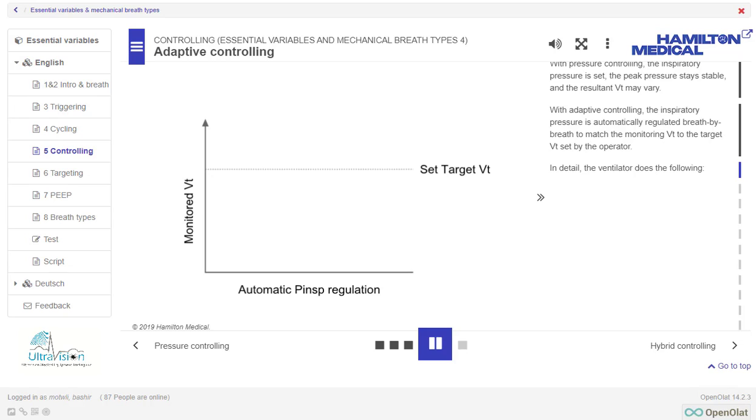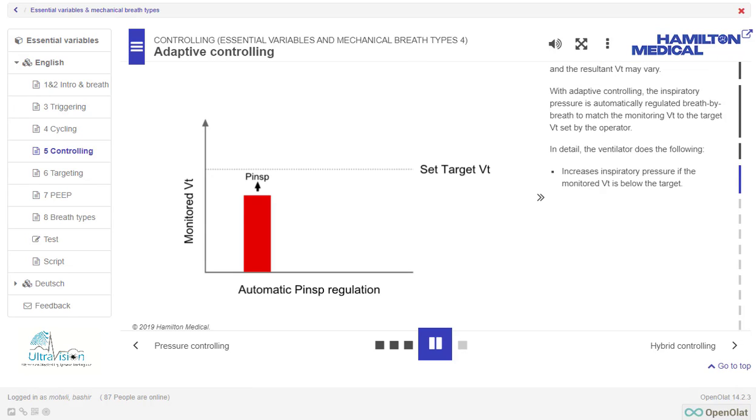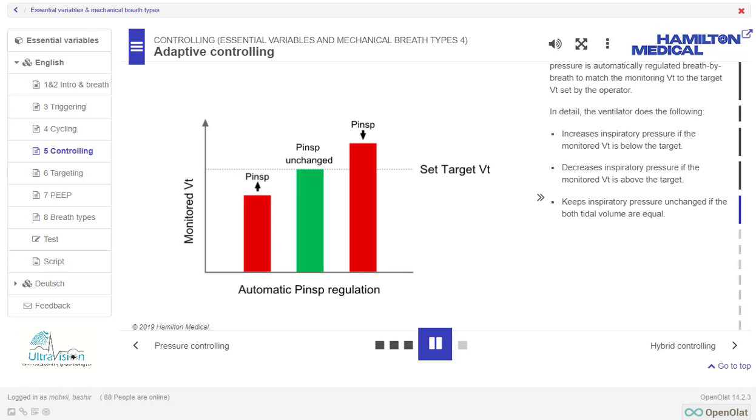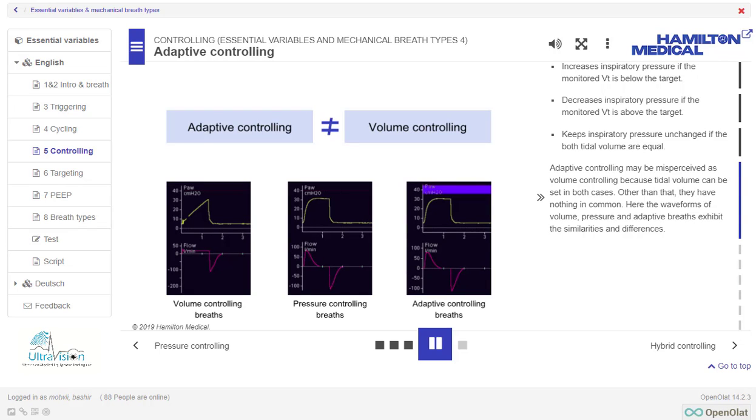In detail, the ventilator does the following. Increases inspiratory pressure if the monitored VT is below the target. Decreases inspiratory pressure if the monitored VT is above the target. Keeps inspiratory pressure unchanged if the two tidal volumes are equal. Adaptive controlling may be misperceived as volume controlling because tidal volume can be set in both cases. Other than that, they have nothing in common. Here the waveforms of volume, pressure and adaptive breaths exhibit the similarities and differences.